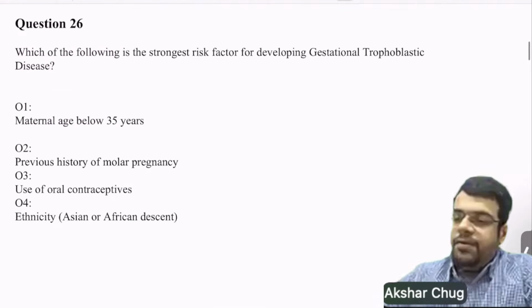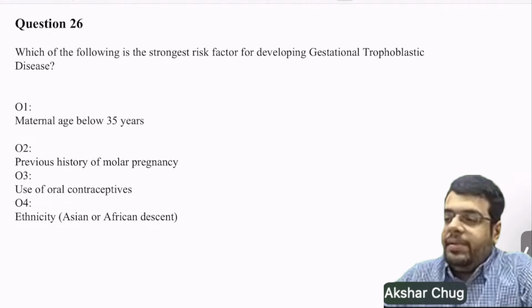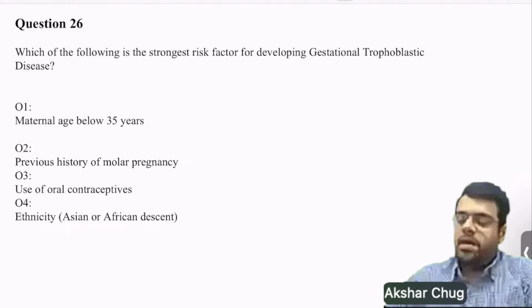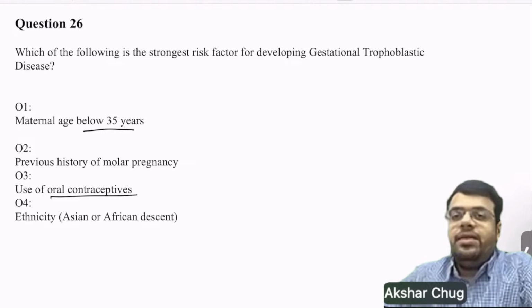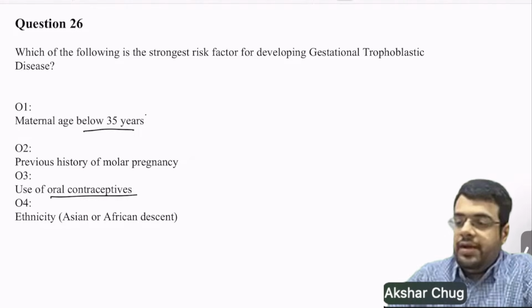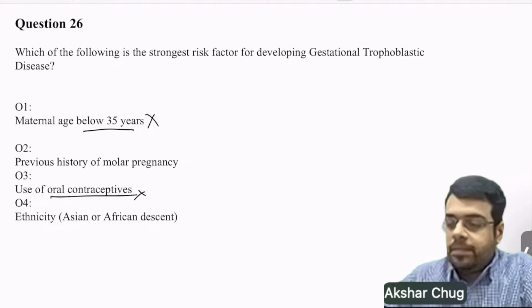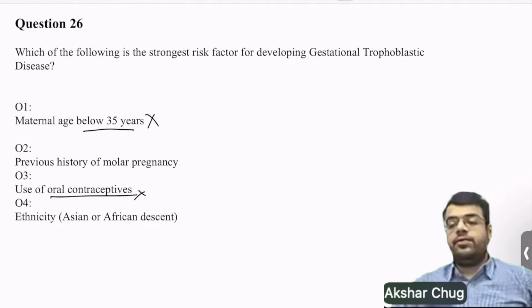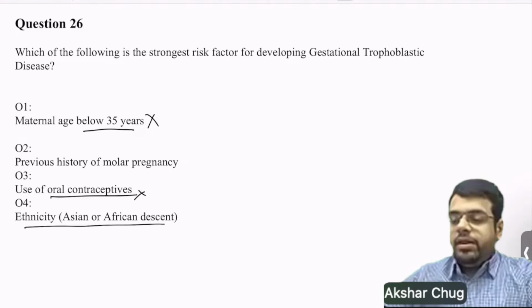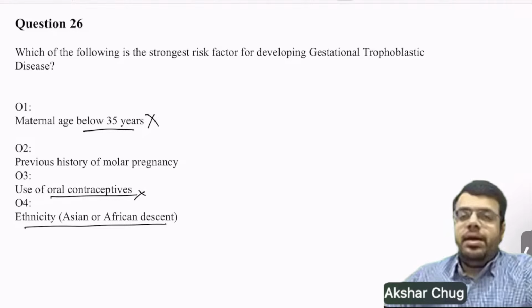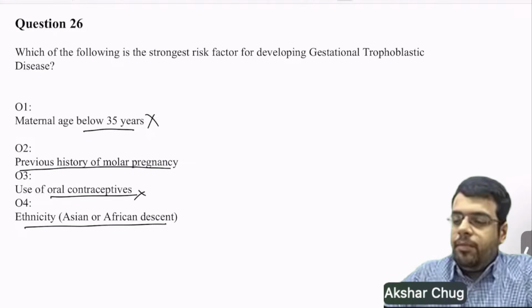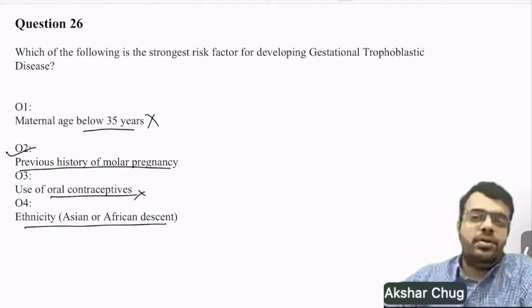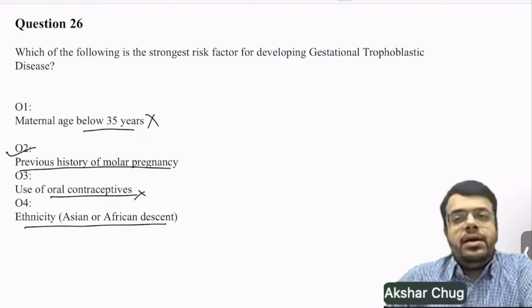Which of the following is the strongest risk factor for developing gestational trophoblastic disease? Now let's read the options. Maternal age below 35, use of oral contraceptive pills. Now these are not risk factors for GTN, so we can rule out these two options. In fact, OCP provides protection. Ethnicity is a risk factor, but it is never considered one of the strongest, whereas a previous history of a molar pregnancy is one of the strongest risk factors for developing gestational trophoblastic disease.